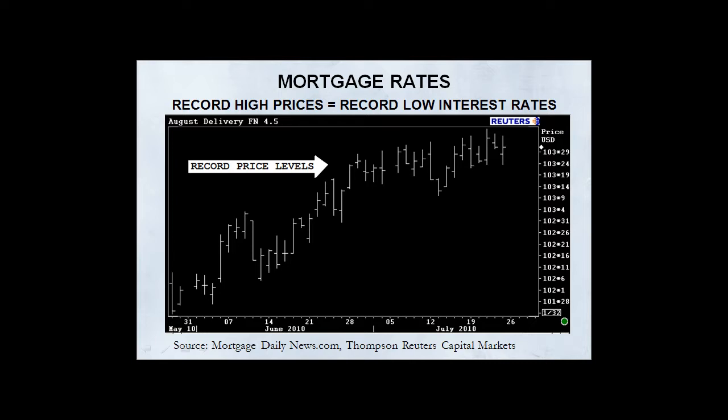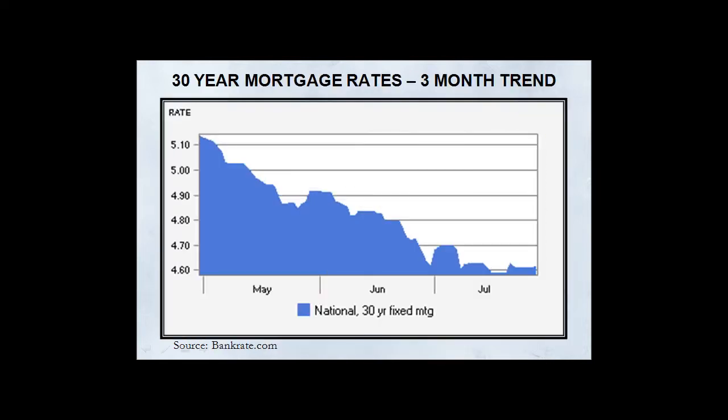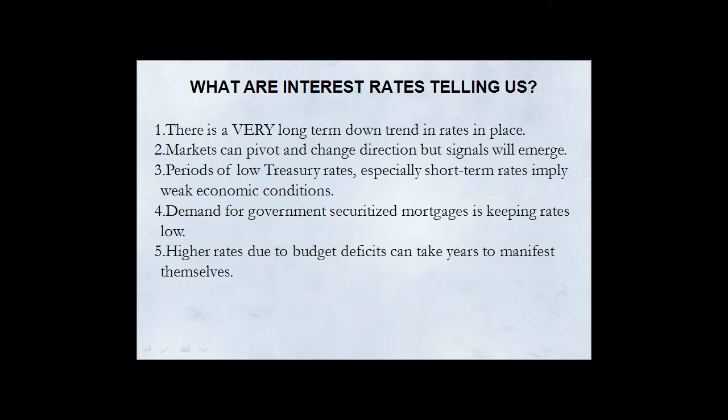As we mentioned a moment ago, prices move inversely to yield, so the record high price levels shown here, this is an August delivery, Fannie Mae 4.5% coupon. These high prices translate into record low mortgage rates on the ground. I'm sure everyone's been hearing this on the news. We seem to break to new low rates, new high prices almost every week, and this is news that may go forward a little bit here. Here's a 30-year mortgage rate, national, fixed mortgage, over the past 3 months. You can see the downtrend in place on this particular instrument. Again, very low rates available across the country.